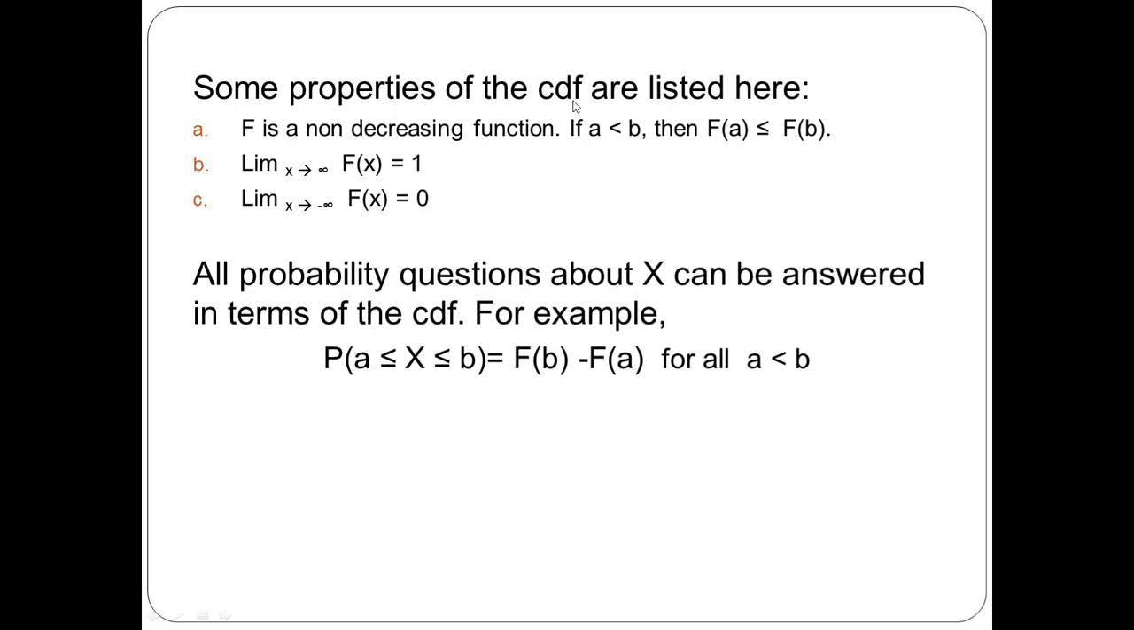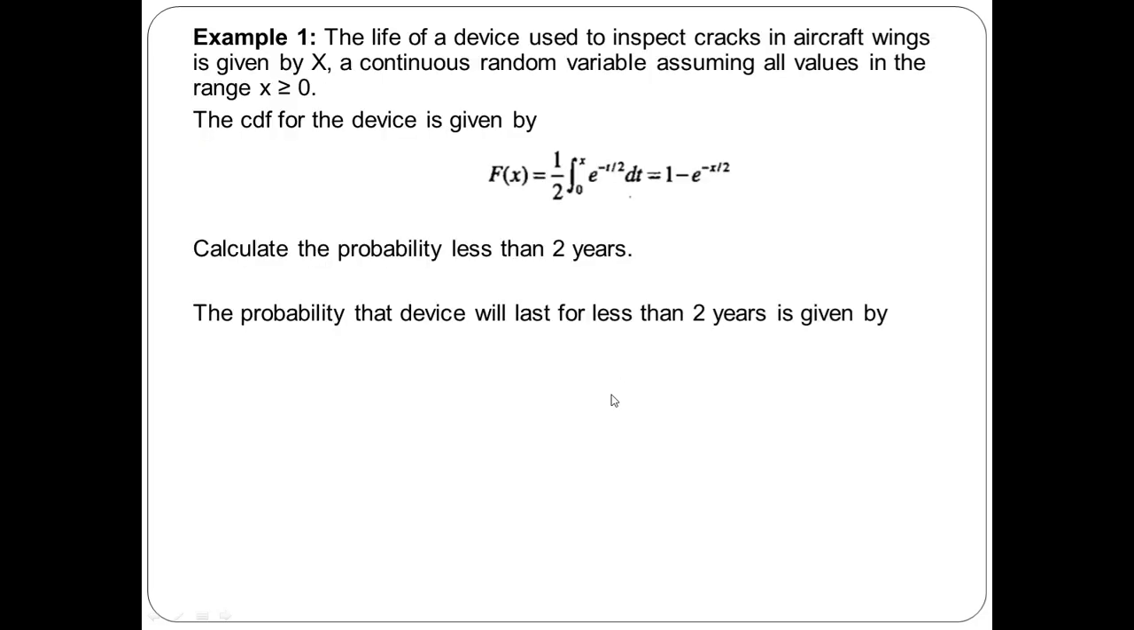Some properties of CDF are: F is a non-decreasing function. If a is less than b, then F of a is less than or equal to F of b. If x approaches infinity, F of x is equal to 1. And if x approaches negative infinity, F of x will be equal to 0. So we will use this term to solve the problem. So let's move toward the problem.